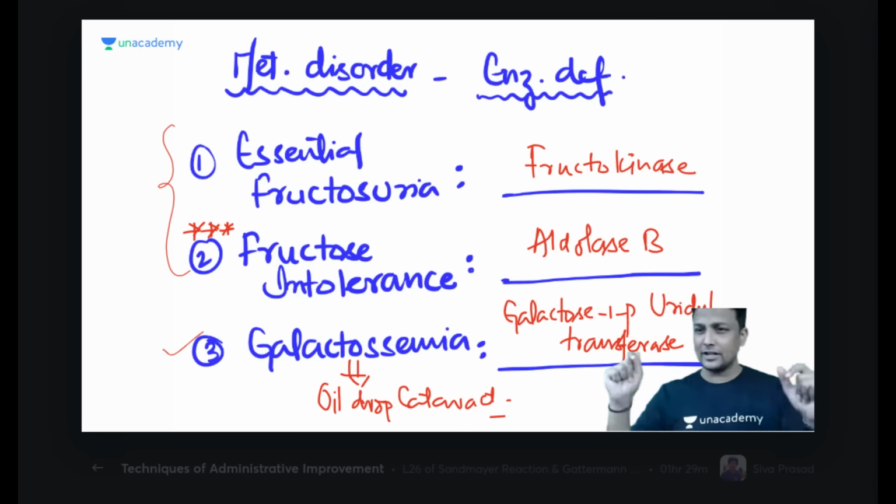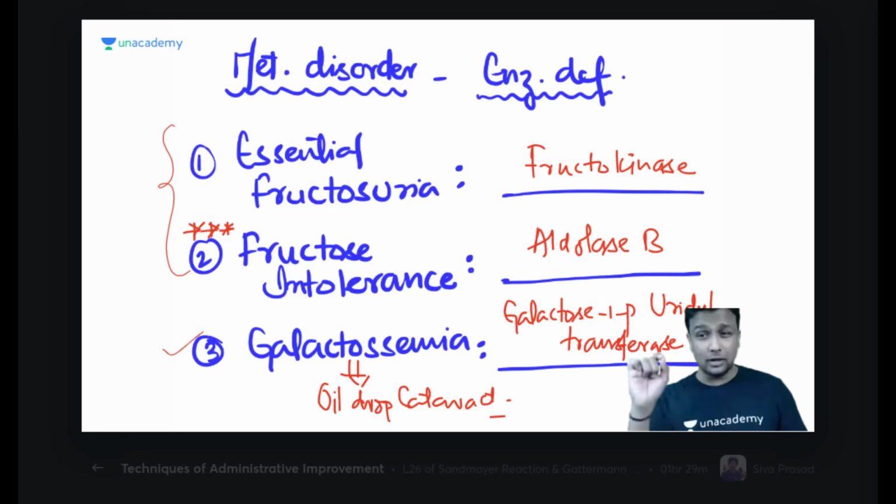Essential fructosuria, fructokinase enzyme deficiency. Let's revise again. You also say it loud and clear, I'll also say it loud and clear. Fructose intolerance will be due to deficiency of Aldolase B, and galactosemia will occur due to deficiency of galactose 1-phosphate uridyl transferase. An increased level of galactose in the blood, galactosemia, will lead to a cataract, and that is nothing but your oil drop cataract.